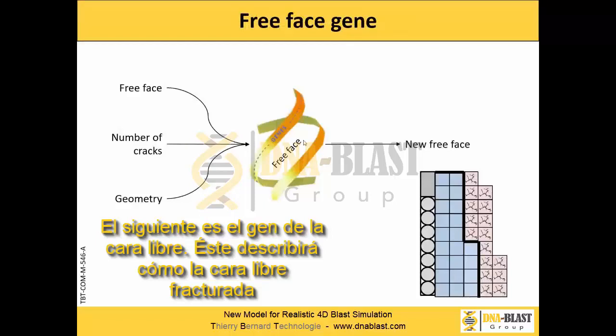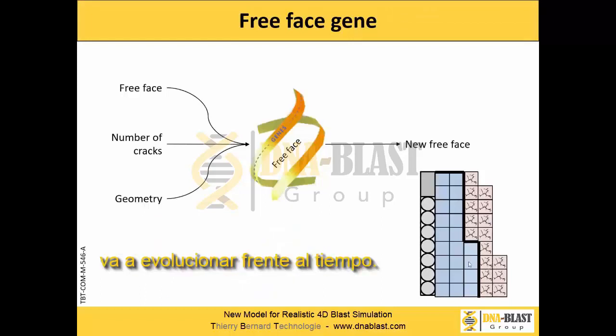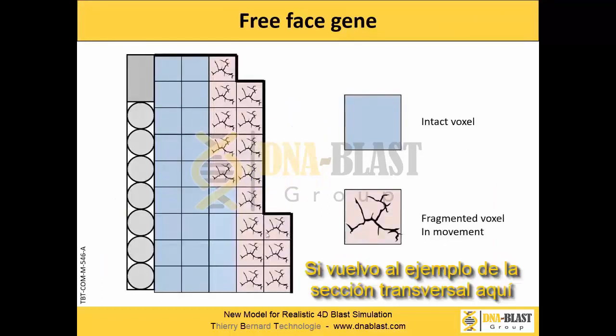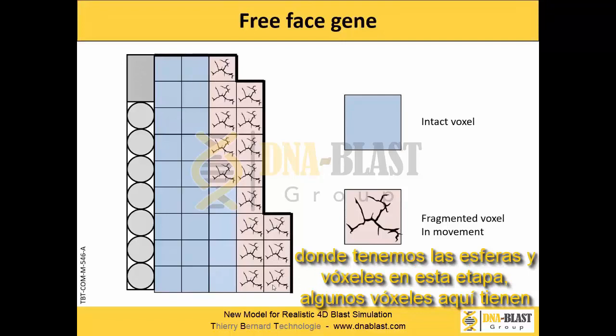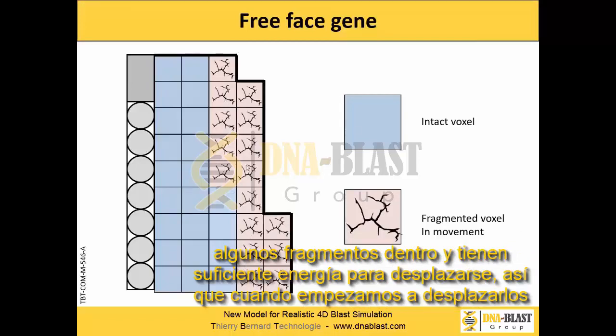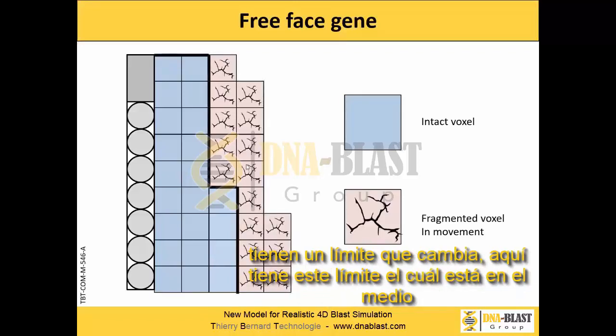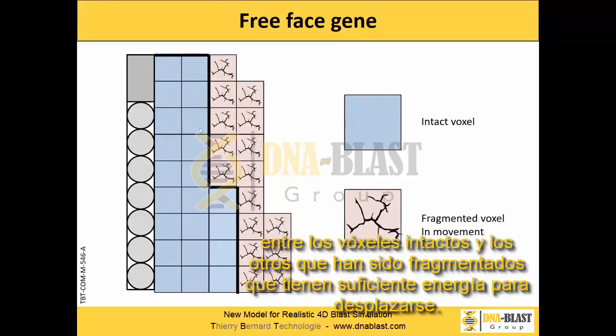The next one is the free face gene. This one is going to describe how the broken free face is going to evolve versus time. If you come back to the example of the cross-section here, where we've got the spheres and the voxel, at one stage some voxels have some fragment inside, and you've got enough energy to move. So when they start moving, you've got a boundary that changes, and here you've got this limit that is in between the intact voxel and the previous one that has been fragmented and has enough energy to move.